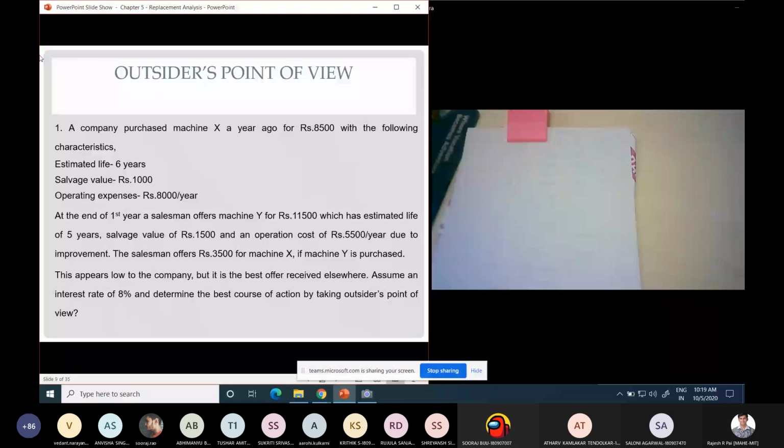Along with that, the salesman will give 3,500 for buying machine X, the older machine, if the company purchases the newer machine Y. We have to take the interest rate as 8%, and we have to suggest to the organization whether to go with the newer machine or continue using the existing one, by considering the outsider's point of view.